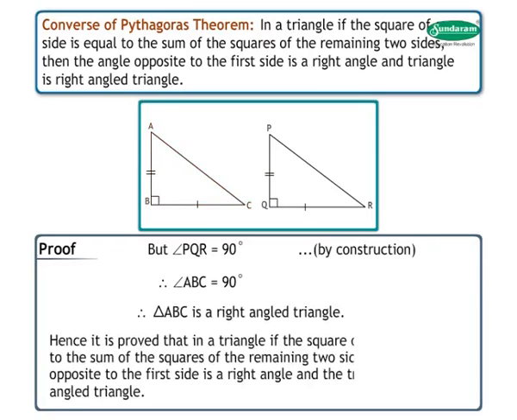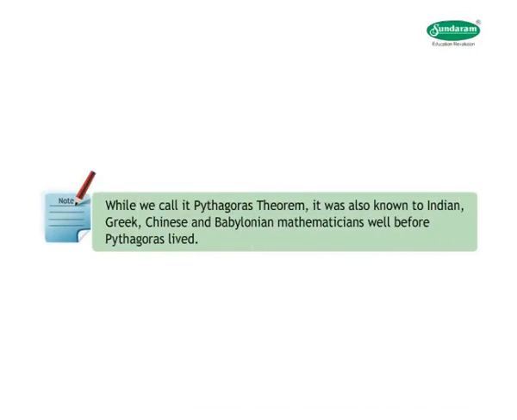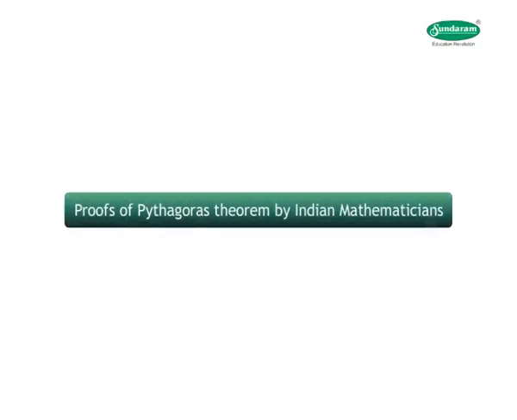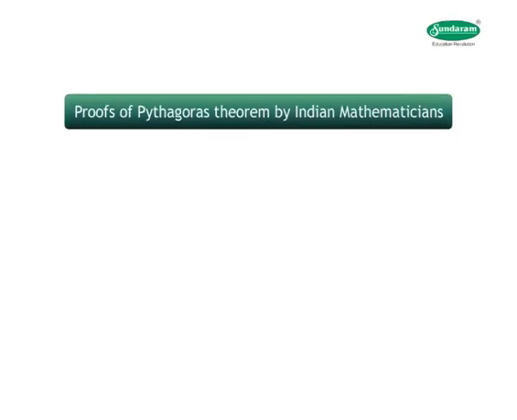Hence, it is proved that in a triangle, if the square of one side is equal to the sum of the squares of the remaining two sides, then the angle opposite to the first side is a right angle and the triangle is a right-angled triangle. Note: while we call it Pythagoras theorem, it was also known to Indian, Greek, Chinese and Babylonian mathematicians well before Pythagoras lived. Let's study the proofs of Pythagoras theorem by Indian mathematicians.